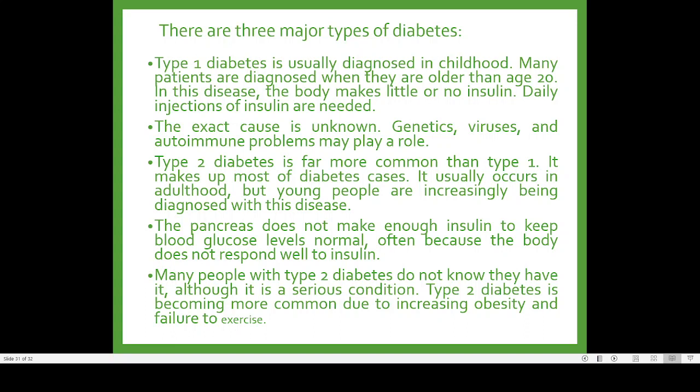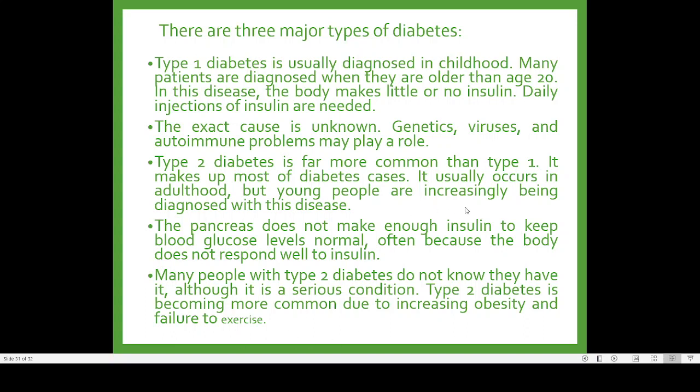Then we have another type of diabetes, the most common type, which is type 2 diabetes. It makes up most of the diabetic cases. It usually happens in adulthood, because this is the common type of diabetes. What we normally call diabetes is type 2 diabetes, normally happening after an age of 40 or 50. But young people are increasingly being diagnosed with the disease. That is because of the urban Western style of lifestyle and lack of exercise. All these are leading to the development of diabetes at this early age.